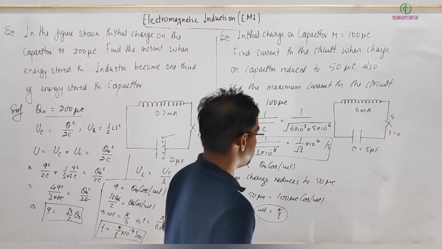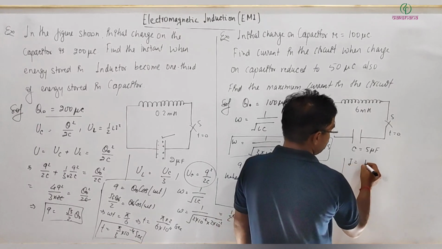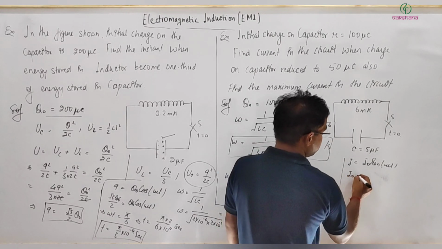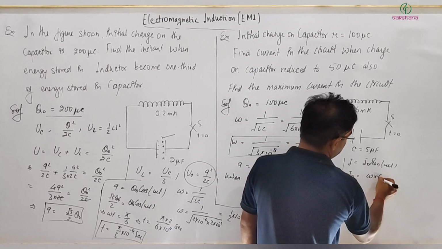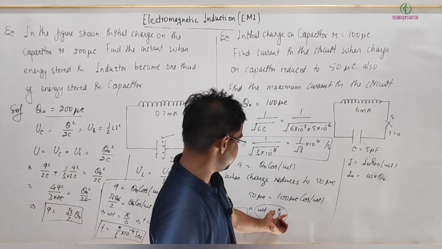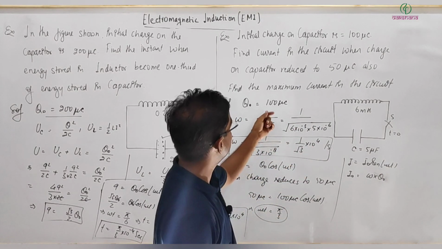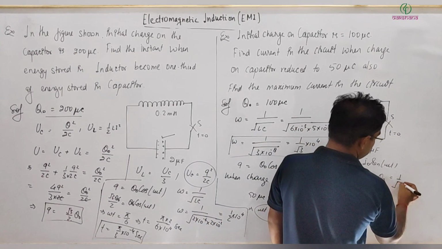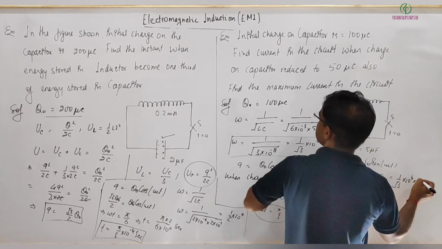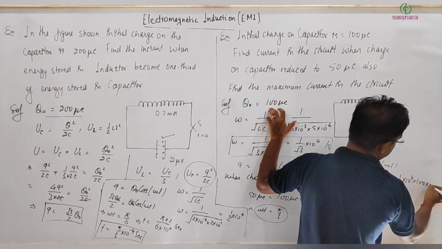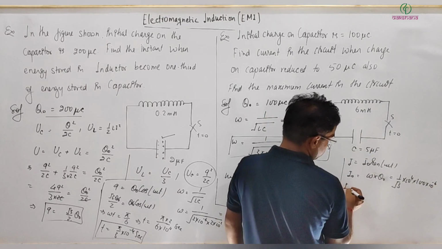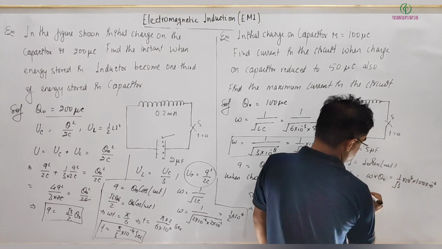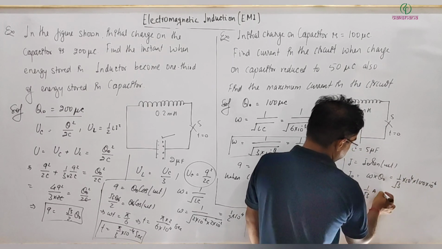It is asking to find the current. So current is what? I can write I is equal to I naught into sine of omega t. And what is I naught? I naught is the maximum current, and that is omega into Q naught. So omega I got this, and Q naught is 100 microcoulomb. So omega is 1 by root 3 into 10 raised to power 4, into 100 into 10 raised to power minus 6. So I naught is coming out to be 1 by root 3 ampere.